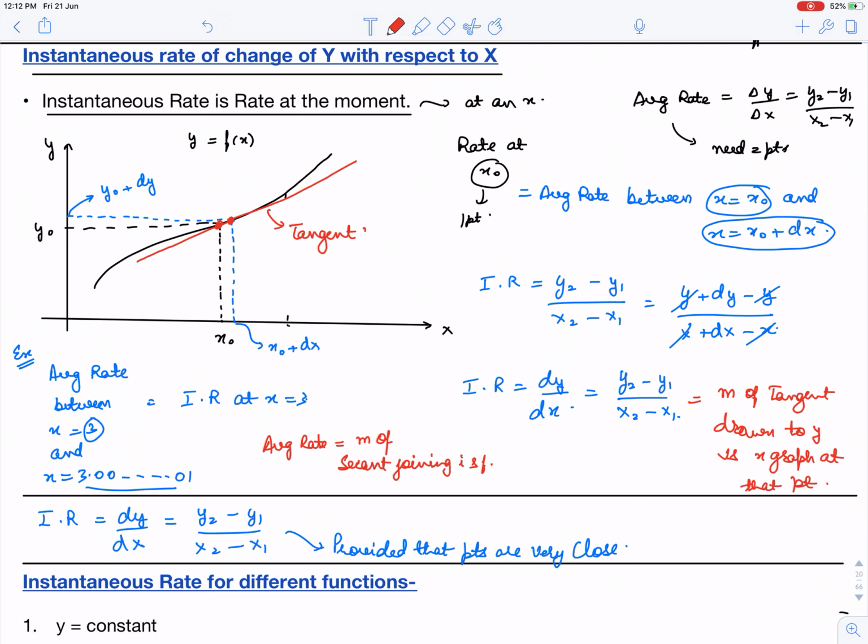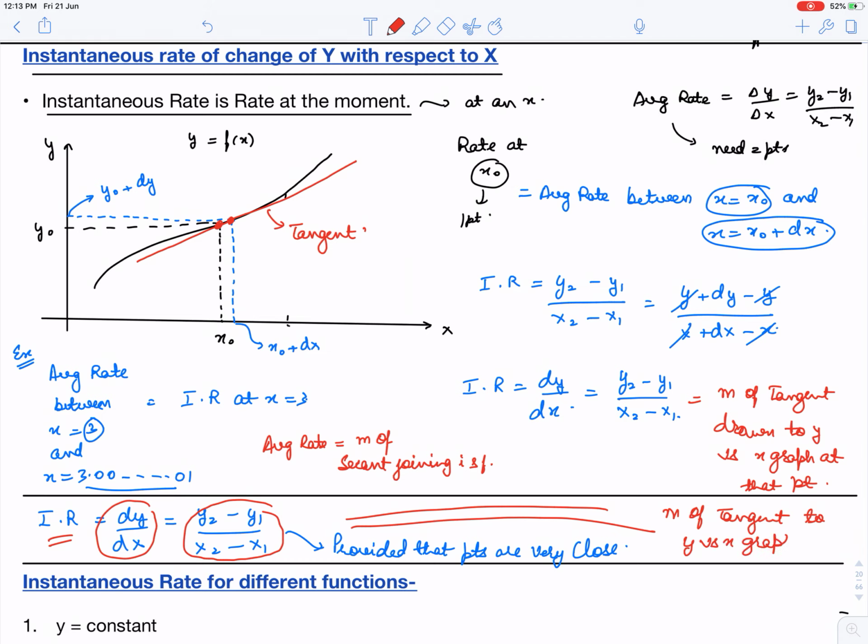So these are various ways in which we can define the instantaneous rate. Instantaneous rate is also known as dy by dx, or it is y2 minus y1 by x2 minus x1, considering the 2 points to be very close, which finally comes out to be equal to the slope of the tangent to the y versus x graph at that point.